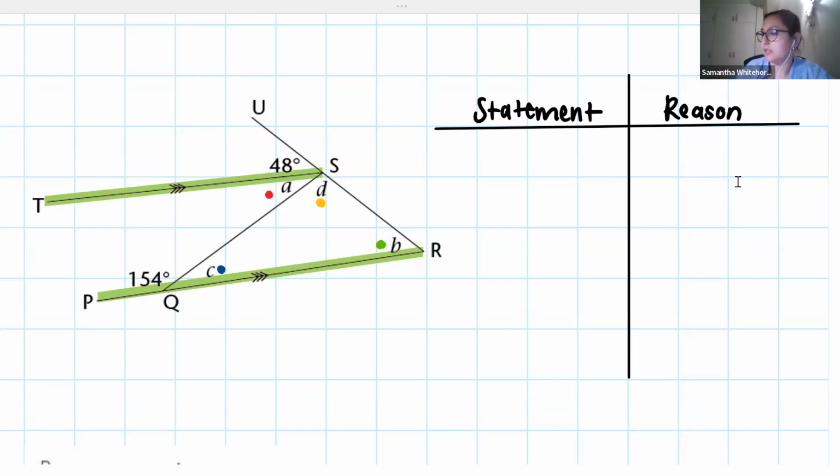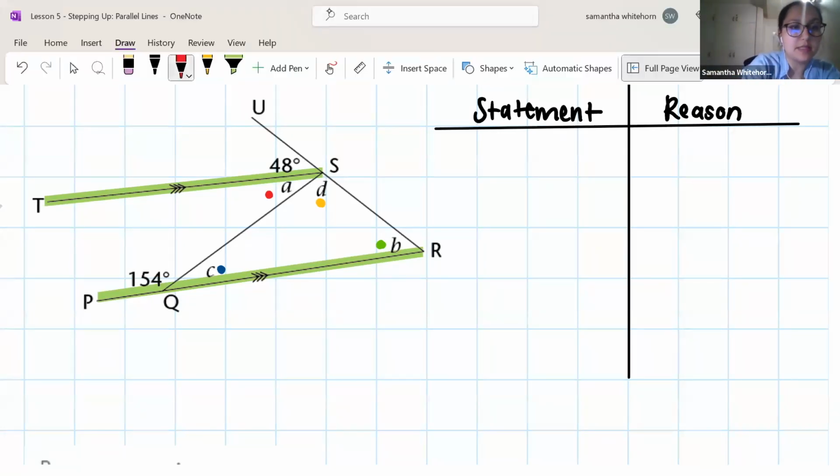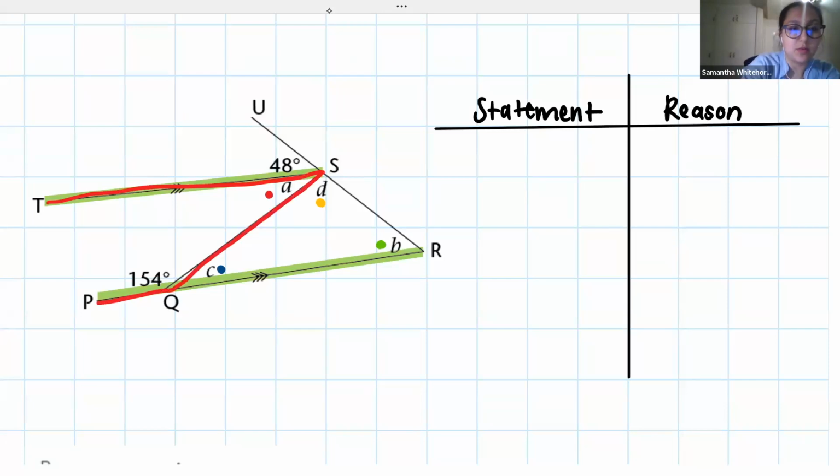Let us have a look-see. Right, guys. So I'm going to start with A. You don't have to have started with A. Up to you. So A, I'm seeing this U shape. It's a very weird looking U shape, but it is a U shape. So that means that A plus 154 degrees must equal 180 because of co-interior angles.